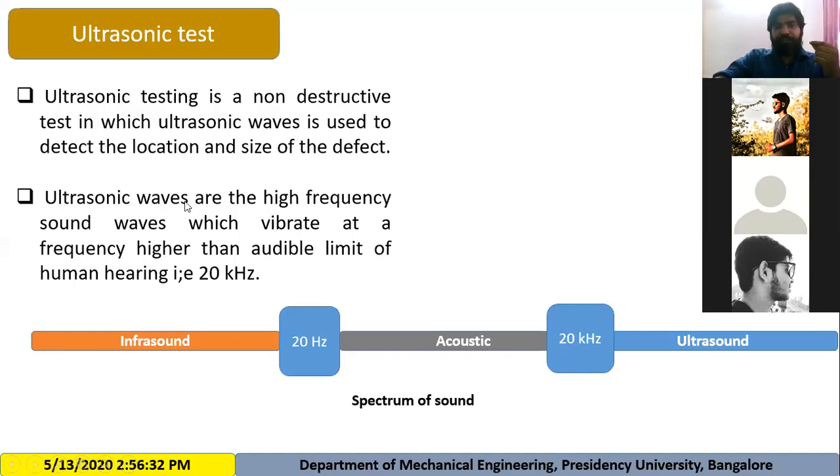Ultrasonic waves are high frequency sound waves which vibrate at a frequency higher than the audible limit of human hearing. Sound waves having frequency greater than 20 kilohertz are known as ultrasonic waves. So in this ultrasonic test, we are going to use those sound waves, which are known as ultrasound.